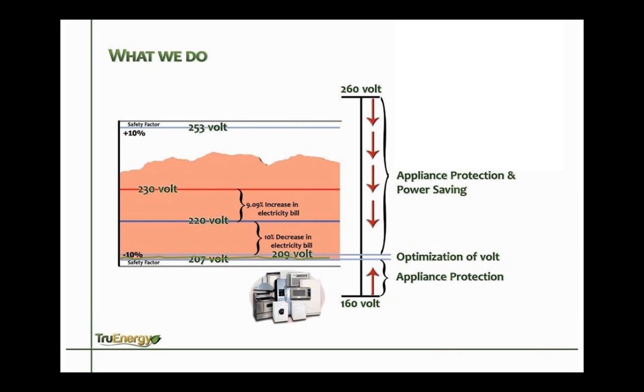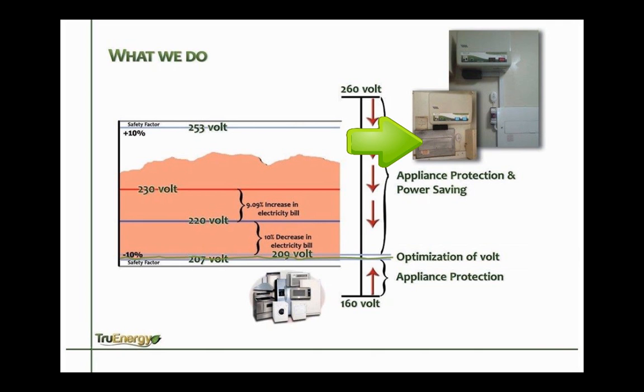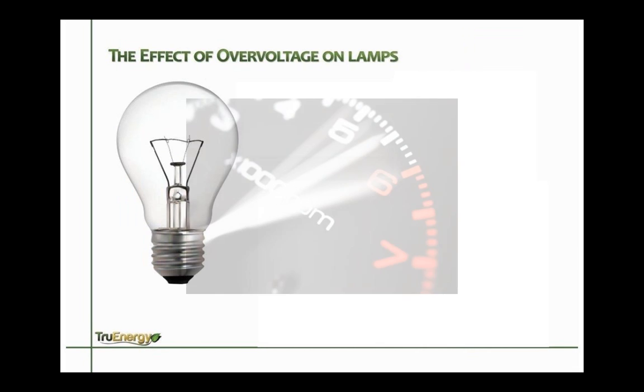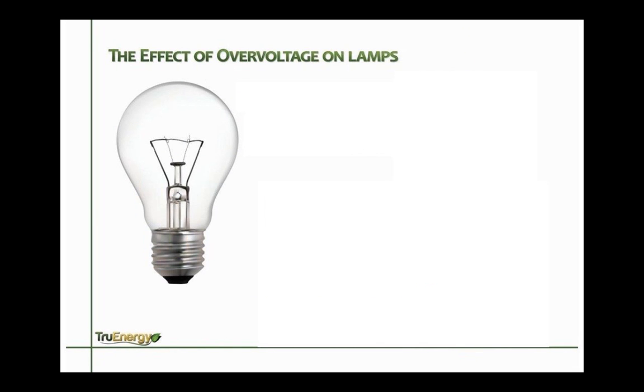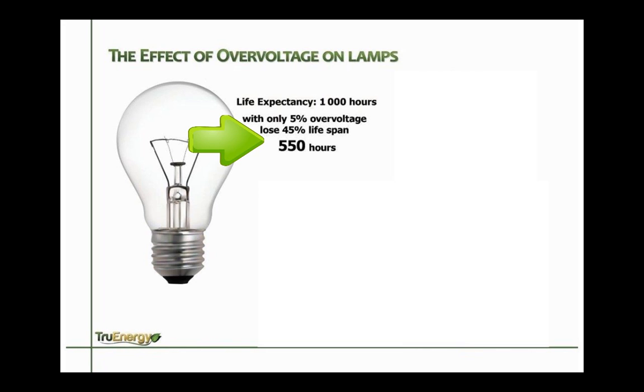The Power Ranger gets installed at the distribution board to make sure all power passes through our unit before it reaches your household appliances. Let's take a look at the effect of overvoltage on globes for an example. A robust incandescent globe like this is designed to last 1000 hours, but should the volt supply be only 5% overvoltage, you lose 45% lifespan.